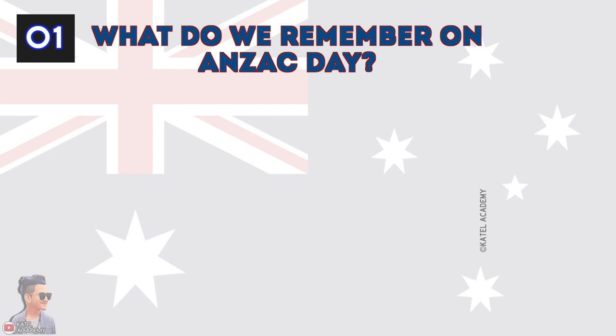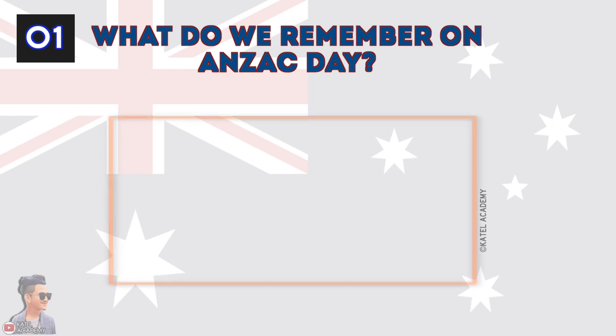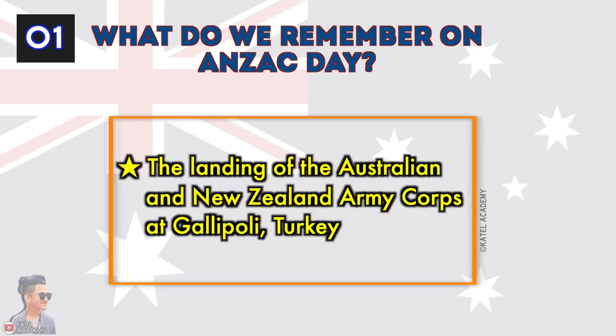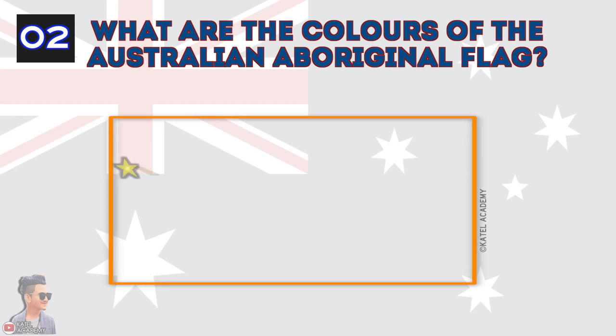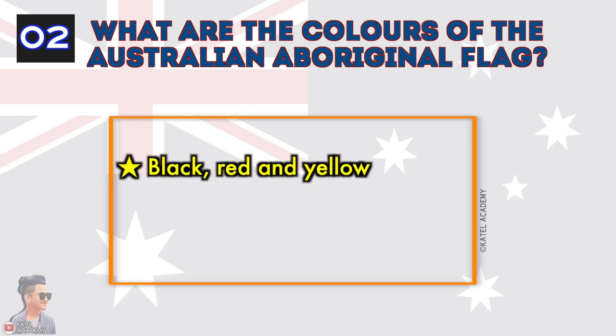What do we remember on Anzac Day? The landing of the Australian and New Zealand Army Corps at Gallipoli, Turkey. What are the colors of the Australian Aboriginal flag? Black, red, and yellow.